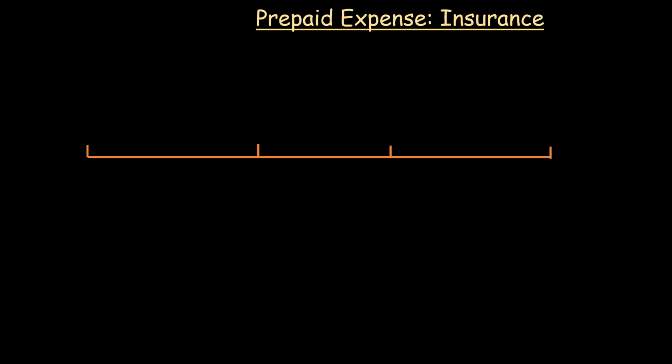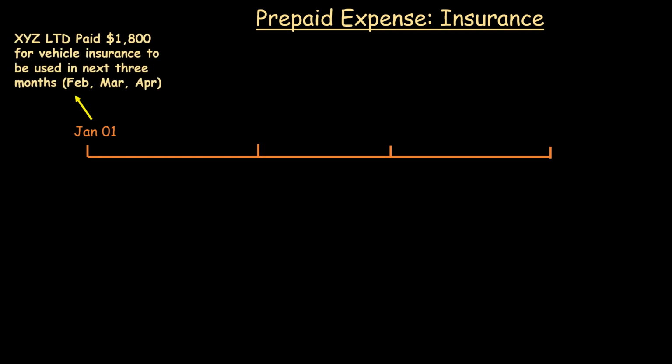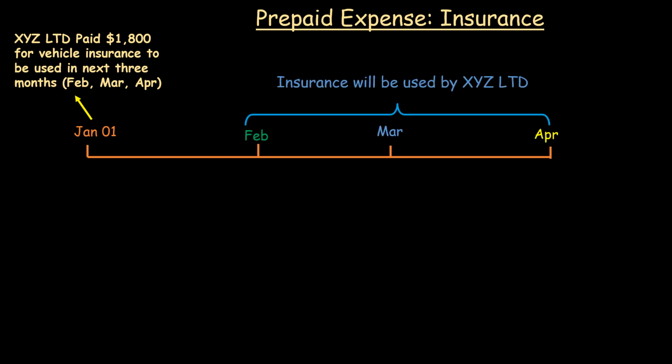We're going to look at some specific examples of prepaid, in this case insurance. So on January 1st, XYZ Limited paid $1,800 for vehicle insurance to be used in the next 3 months. So they bought this service in January to be used in February, March, and April. So insurance will be used in the future. Now the question in front of us is, what is going to be the journal entry for each of these months?